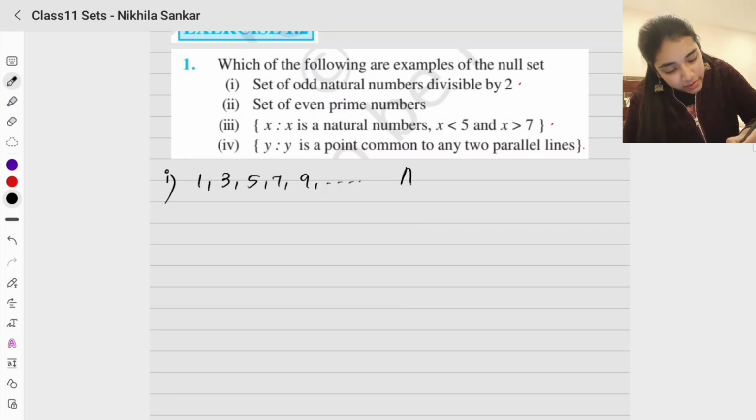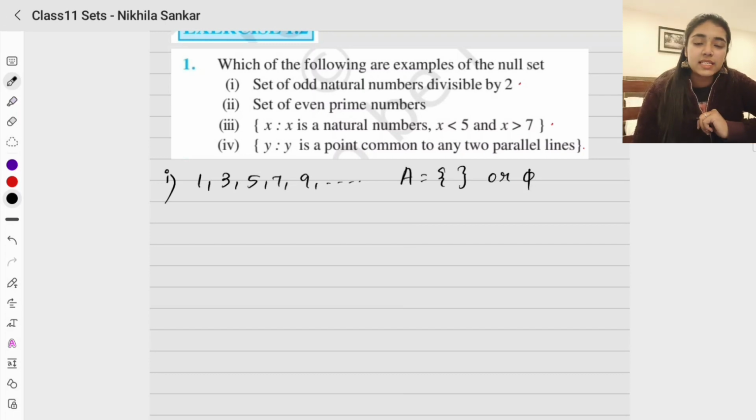No. So A is going to be a null set. I do not have any elements. Null set or an empty set. Odd numbers cannot be divisible by 2. Both conditions are not satisfied, which means there are no elements inside the set.